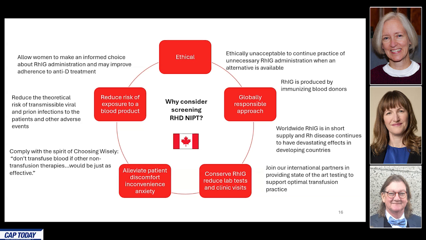And in addition to conserving Rh immune globulin, reduce lab tests and clinic visits for pregnant individuals, alleviate patient discomfort, inconvenience, and anxiety, and really comply with the spirit of choosing wisely, which would say don't transfuse blood if other non-transfusion therapies would be just as effective. Rh immune globulin has been very safe over the 50 years that it's been in wide use, but there is still certainly a theoretical risk of transmission of viral and prion infections, and so we would eliminate that risk in those that don't get the drug at all. And finally, and maybe most importantly, we allow women to make an informed choice about the use of Rh immune globulin administration, and in so doing, perhaps improve adherence to anti-D treatment.